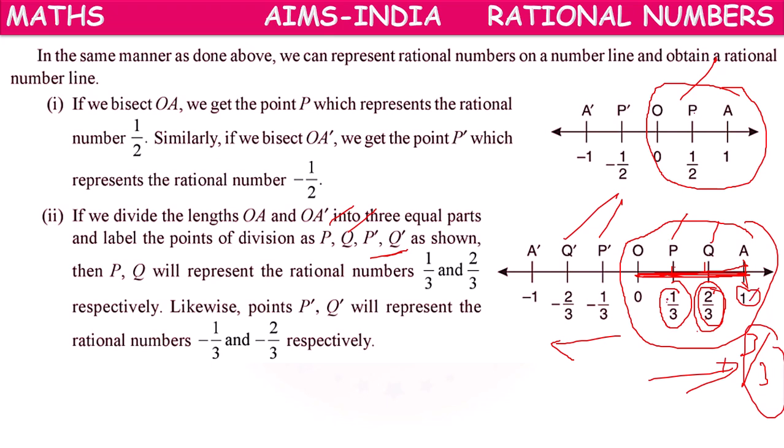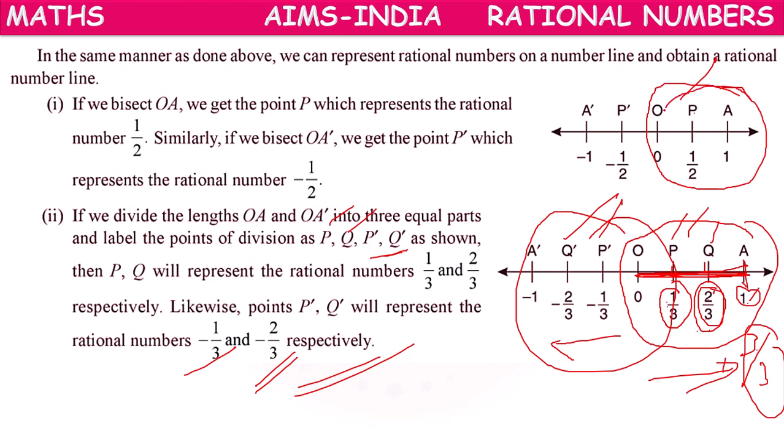Like that, we can represent 1 by 3, 2 by 3, 3 by 3 on the number line. In the same way, on the left hand side also, we can represent minus 1 by 3, minus 2 by 3 respectively. Okay, children? Now, how can we represent a rational number on the number line? By dividing the integer part, the unit part, into 2 equal parts, 3 equal parts, 4 equal parts. Like that, if we divide, we can get the rational numbers.